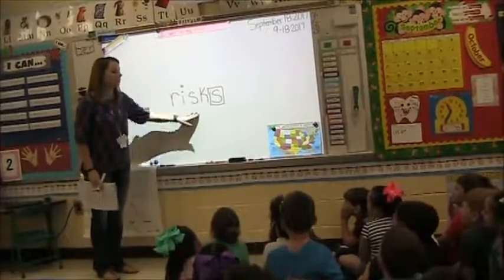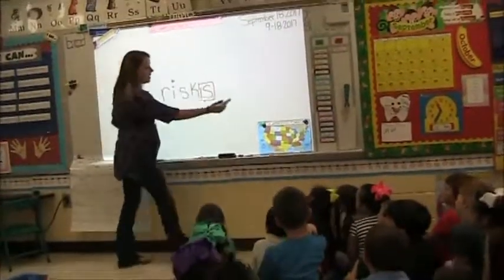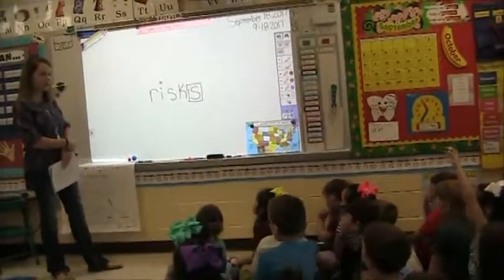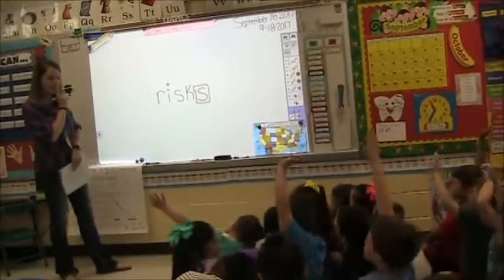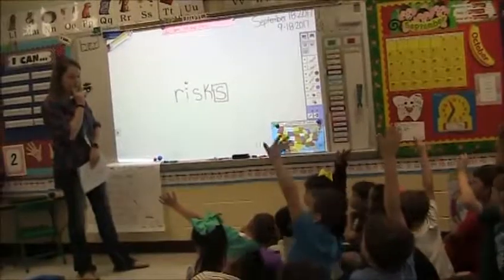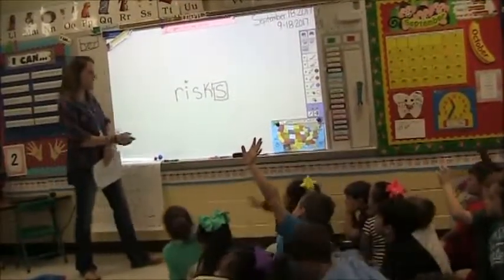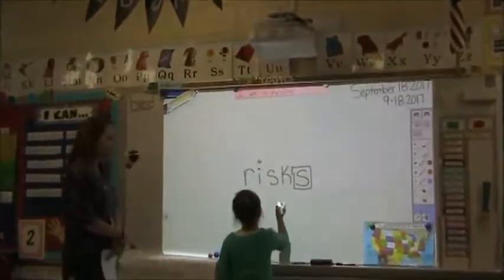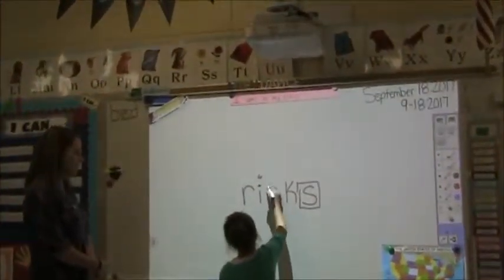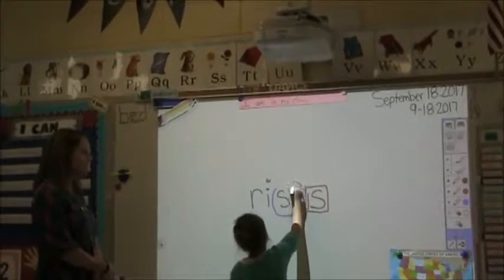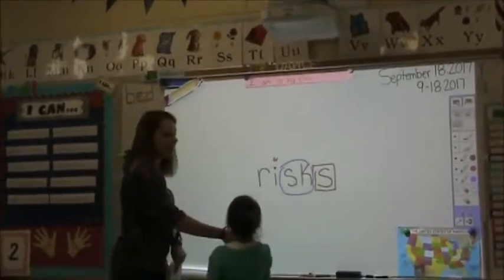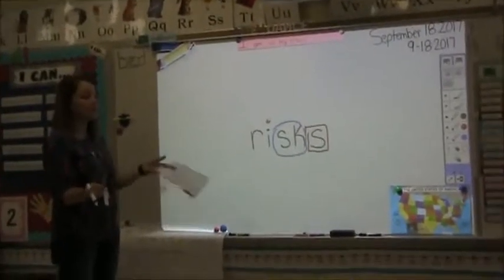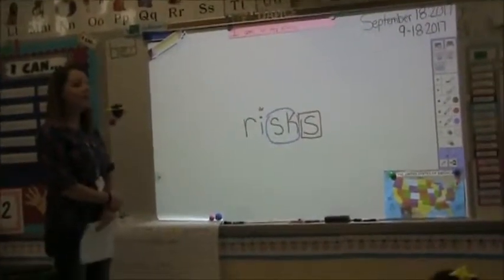Who can tell me what our blend is in this word? Look for the blend. We learned about blends last week. Choosing somebody new. JC, can you come circle our blend? I'm going to choose blue for our blend. JC's going to circle our blend. Okay. Class, is she right? Yes. What's our blend? Put your S in one hand and your K in the other.